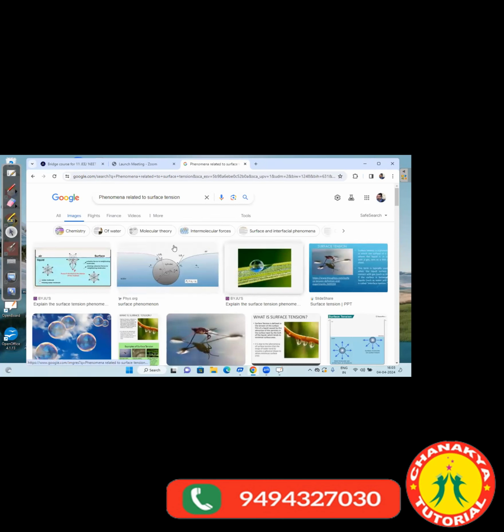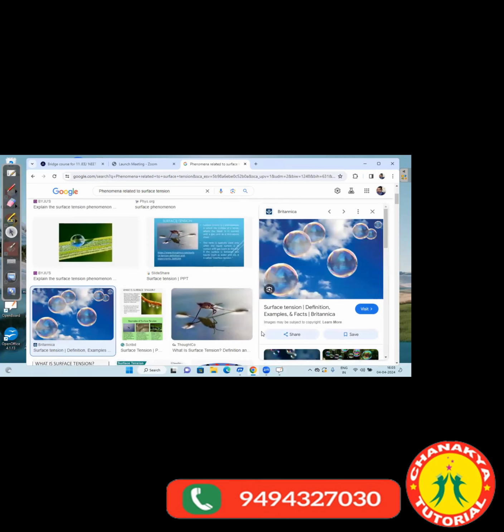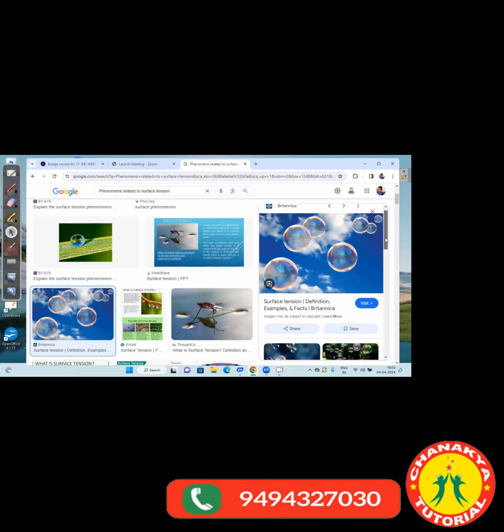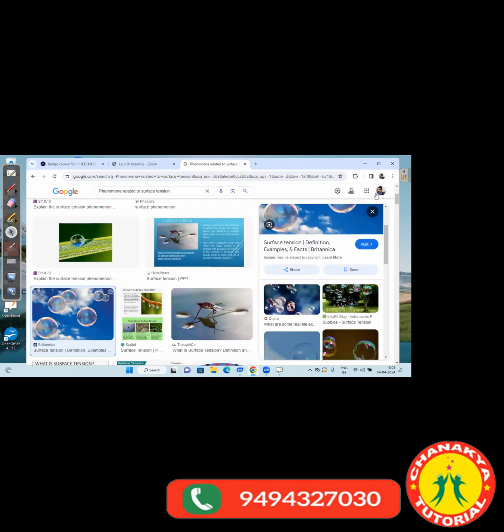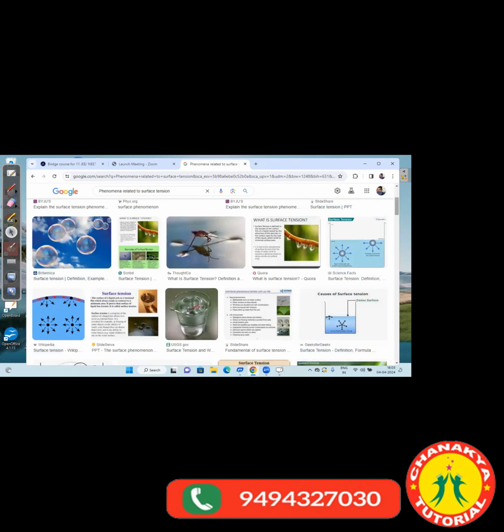Let's see some phenomena. We discussed the formation of bubbles. The bubbles are formed due to the surface tension. The shape of the bubble is spherical, and that is due to the surface tension. Due to the surface tension, the membrane of the bubbles tends to have a spherical shape. Then we see some other phenomena.